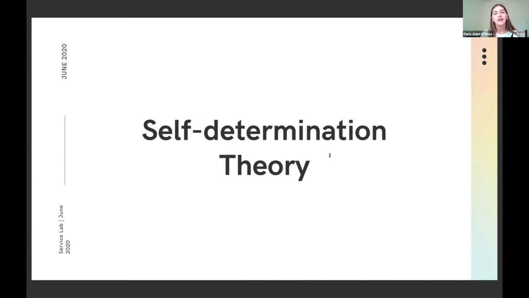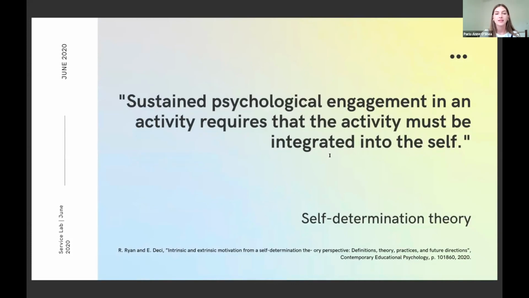And so the first thing I looked at was engagement, different theories behind engagement and the psychology behind it. And something that came up time and time again was self-determination theory. And this postulates that sustained psychological engagement in an activity requires that the activity must be integrated into the self. So basically this is saying in order to be engaged in something, it has to really relate to your values, you as a person, your purpose, what you identify as important.